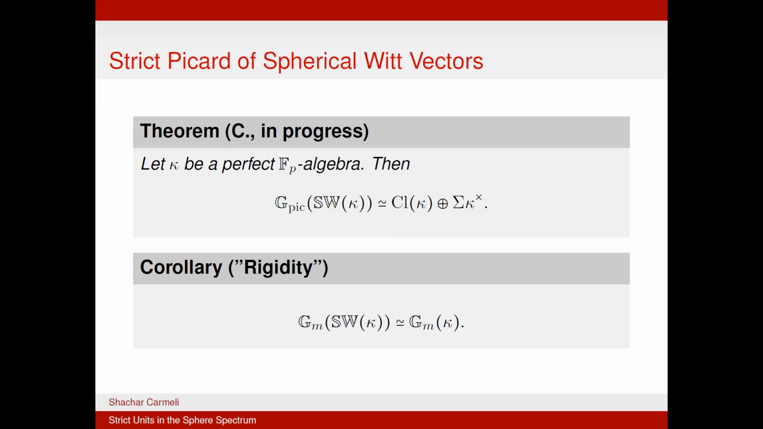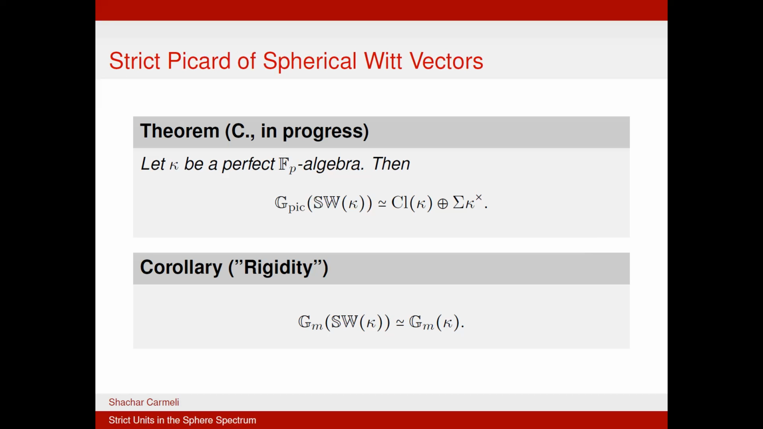Is there any chance of using these types of techniques to analyze the strict multiplicative monoids rather than the strict invertible elements? Absolutely. There are ways to think about this method which allow us to compute also strict multiplicative monoids of higher things. In particular, we can similarly approach this. The method of proof also allows us to analyze the strict multiplicative monoid of spherical Witt vectors for every pair. Absolutely.